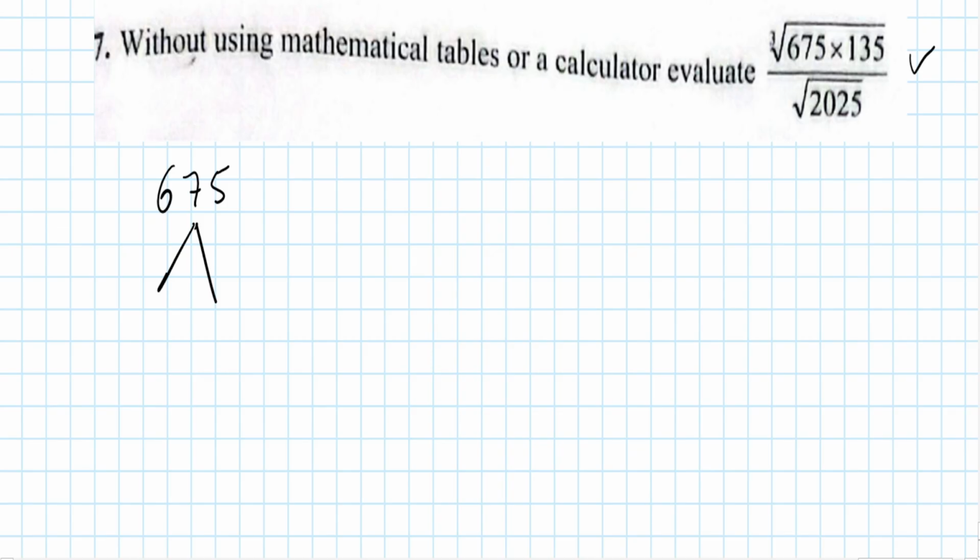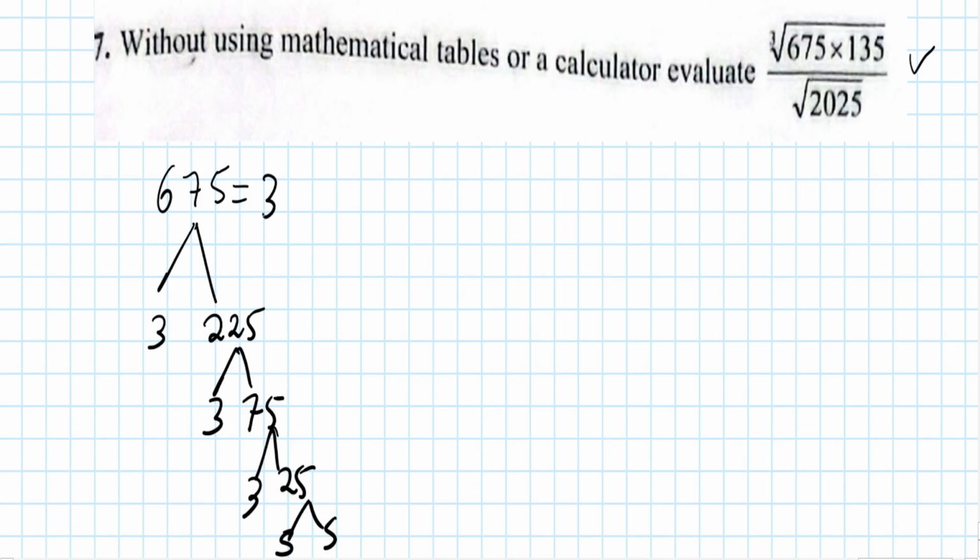675 divided by 3, you get 225. You can't divide by 2, that is why we divide by 3. 225 times 3 gives you 675. Can I divide by 3 still? Yes. So 225 divided by 3 gives you 75 and 3. Can I still divide by 3? Yes, it gives you 25. And last is going to end somewhere. So 25 and 3, and then 5 and 5. So the answer to this is 3 cubed times 5 squared.